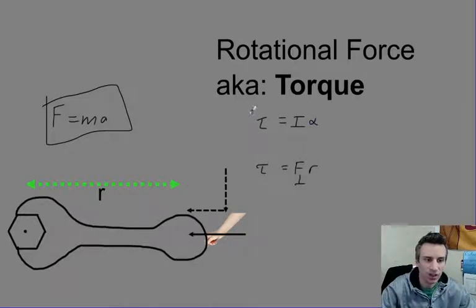So this is essentially Newton's second law, but applied to angular quantities. This is basically F equals ma. It's a rotational force, rotational inertia, rotational acceleration.